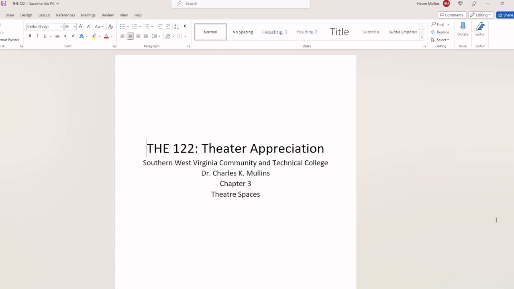Okay, I hope that's clear. If not, let me know. I think I made it clear. But that's what a rake is. We're referring to that slant, that slope, the seating as it goes upward toward the back of the auditorium, away from the stage.